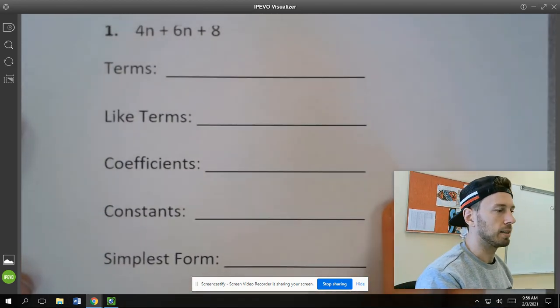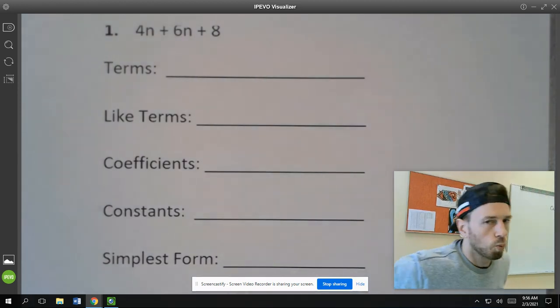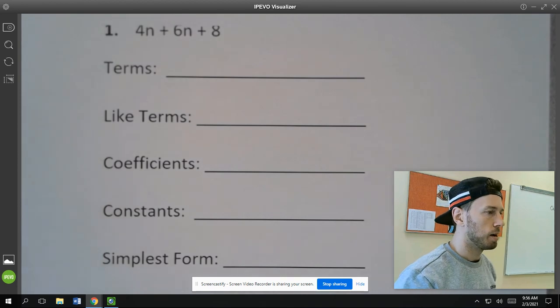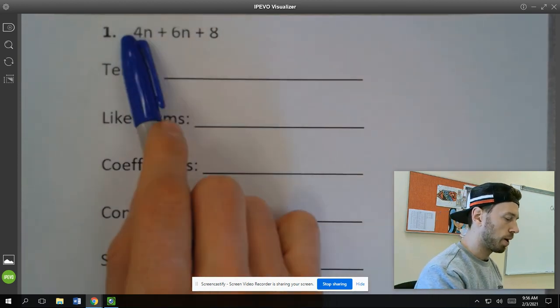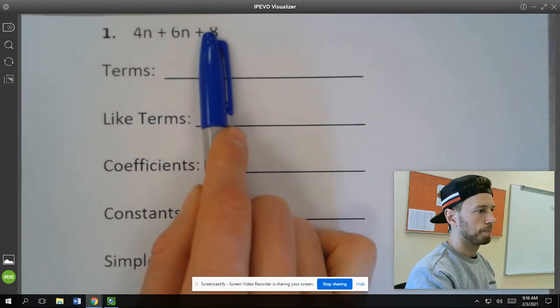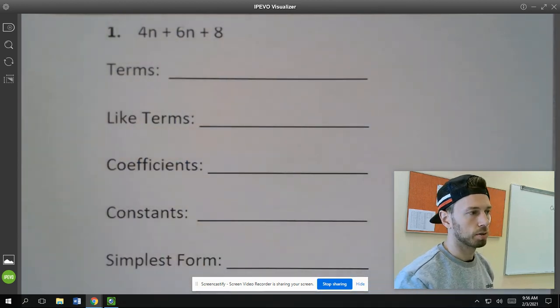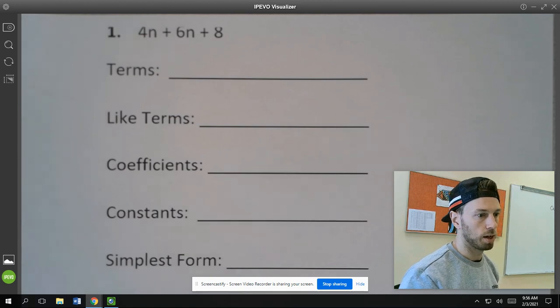Last little bit here, guys. This is super important to understand these. This is why I keep doing this. Let's go through these one by one. You have a couple questions like this on your assignment. We have the expression 4n plus 6n plus 8. The first question I'm going to ask you, how many terms are in this expression and what are they?